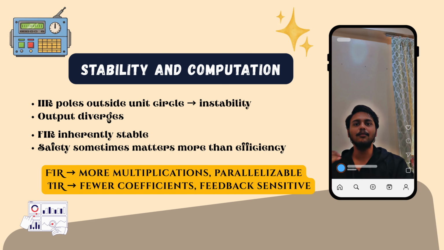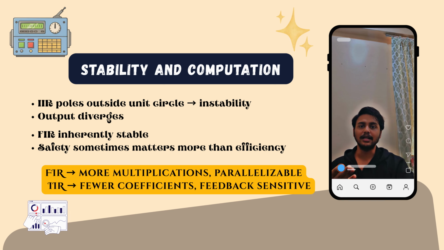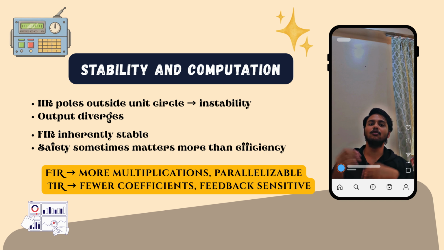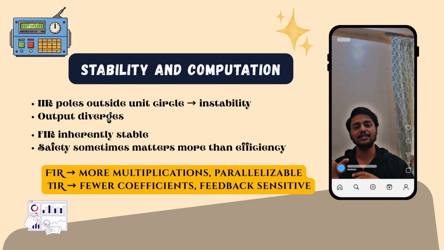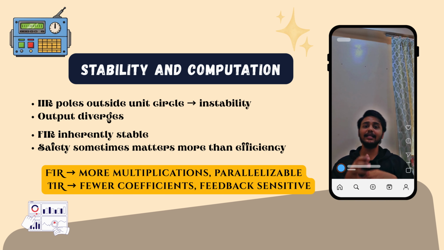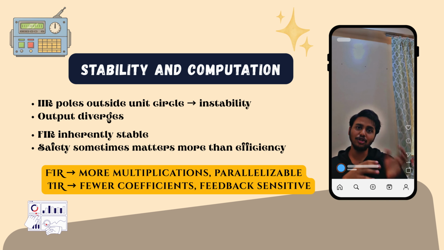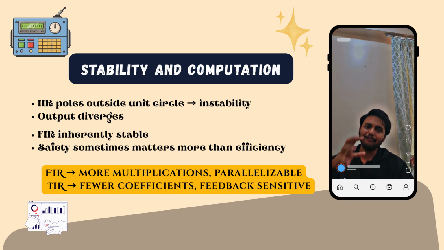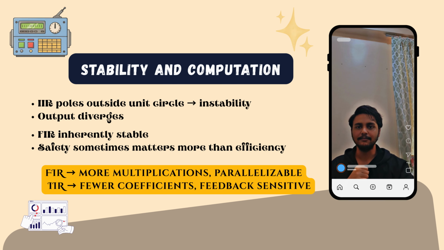Now, here is something more important that we as engineers need to understand. IIR filters have poles. If poles lie outside the unit circle, the system is going to be unstable. Output grows without bound, and that is not merely theoretical. Improper coefficient design can break real systems. FIRs, on the other hand, don't have this particular issue. They are inherently stable. Sometimes safety matters more than efficiency.